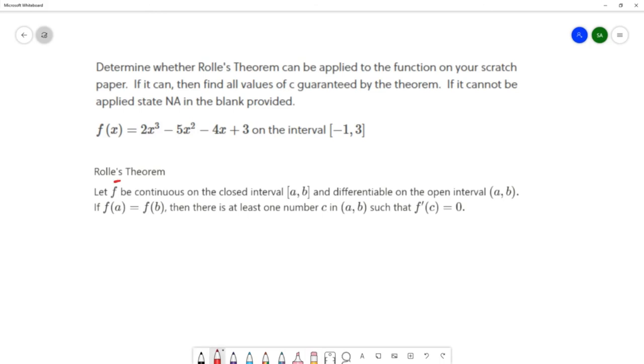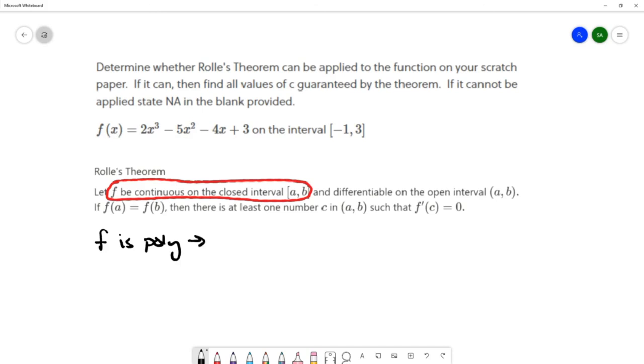The first criteria is that the function is continuous on the closed interval. And that is true for our function. Our function f is a polynomial function, and all polynomial functions are continuous. So we know the first criteria is met for the function being continuous.